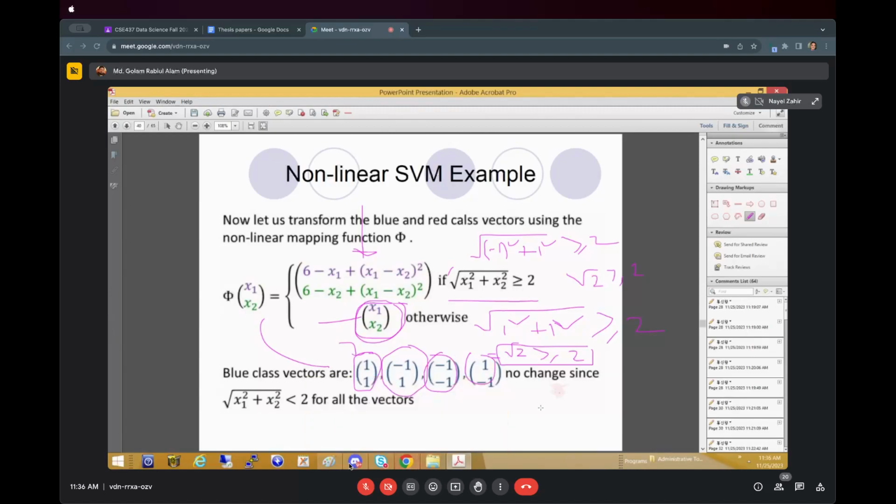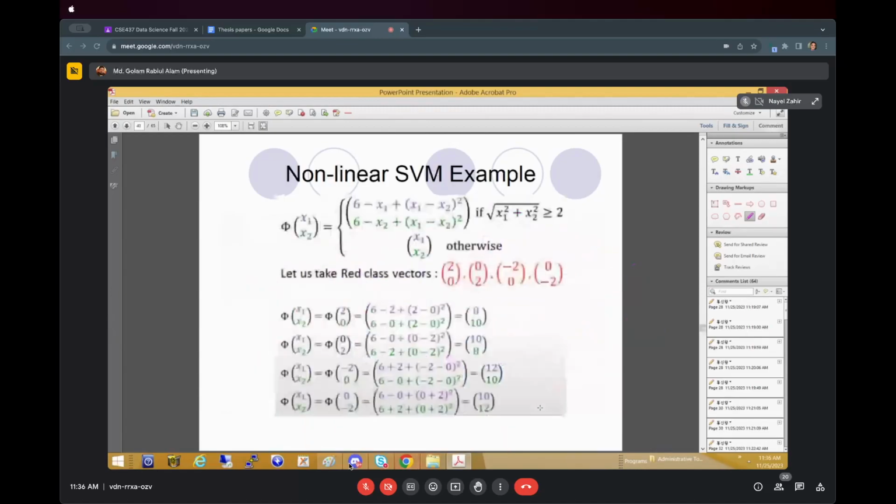Now think about the red class vectors. In this case we can see these are the red class vectors. If we pass this one here, then it is square root of 2 square plus 0 square, greater than or equal to... So you can see the square root, that means it is 2. 2 is greater than or equal to, so actually this is true.